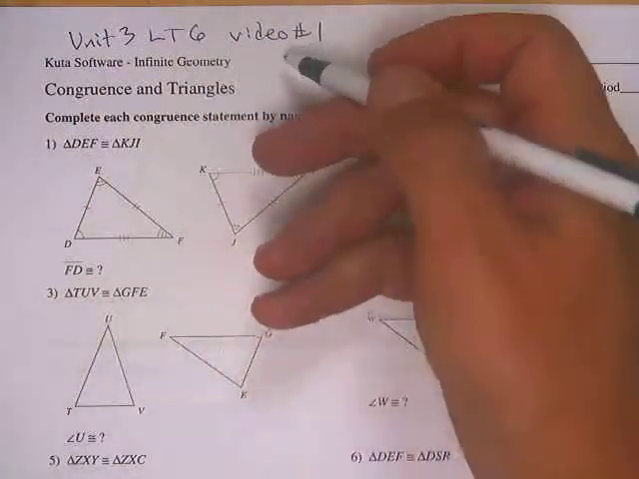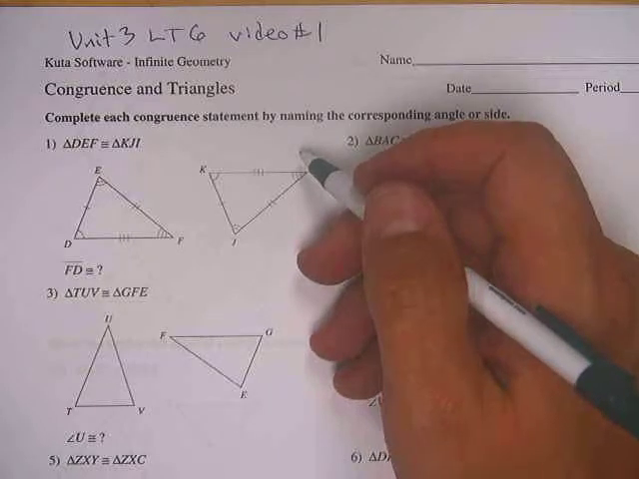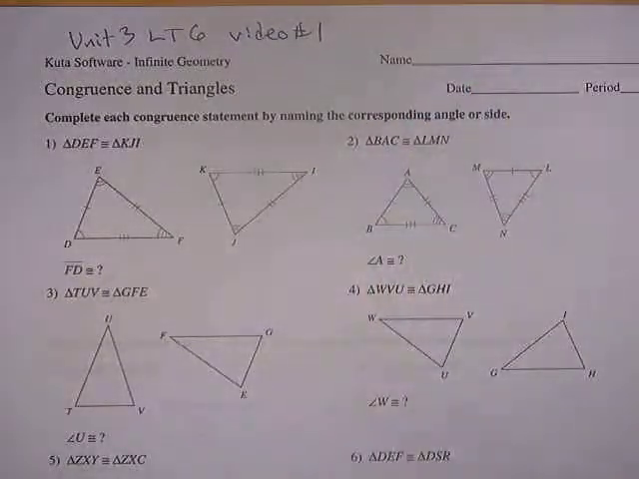Sorry, my voice is not 100% yet, but today we're going to talk about Unit 3, Learning Target 6, video number 1, and that is I can identify congruent triangles, list their corresponding parts, and write their congruency statements. So you're probably thinking, what makes something congruent?